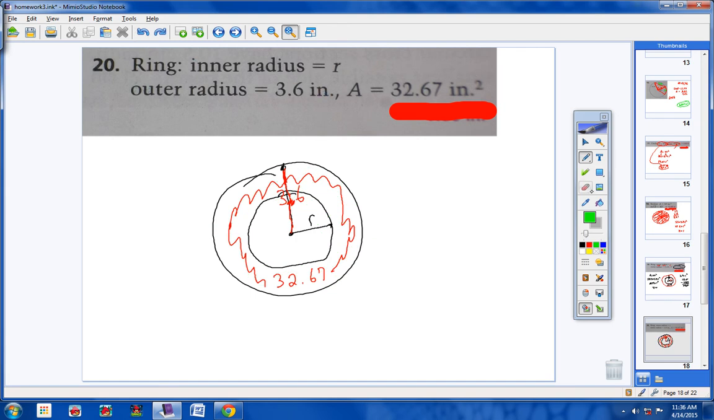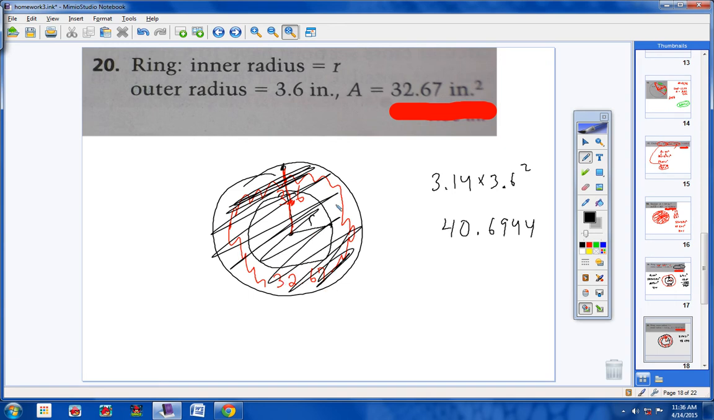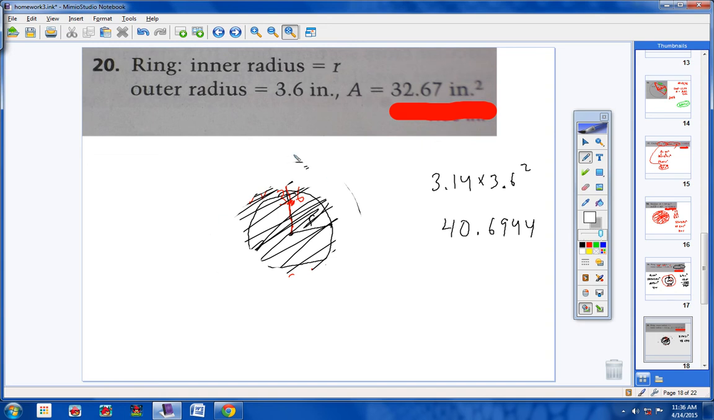So that would be, let's see, area equals pi times r squared. So 3.14 times 3.6 squared gives me 40.6944. So there's the entire circle, 40.6944. Now, I just found the area of this entire circle. If I subtract out this ring right here, like I showed you in the last problem, then what I'm left over with is just this area of the circle on the inside.